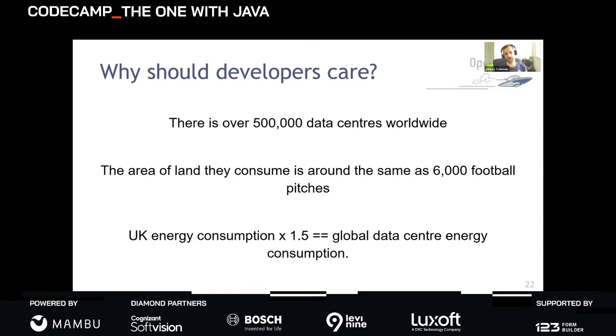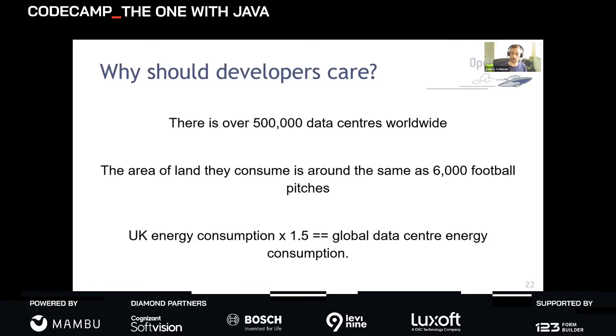So in regards to what developers should think about, we should be trying to save energy, and every little bit of energy we save by optimizing our code, our applications, our application stack is energy saved. I mean, if we all did it, we would save so much electricity. To put this into an example, if you take the UK's energy consumption, that's England, Scotland, Wales, and Northern Ireland, and times that by 1.5, that's the global data center energy consumption around the world.